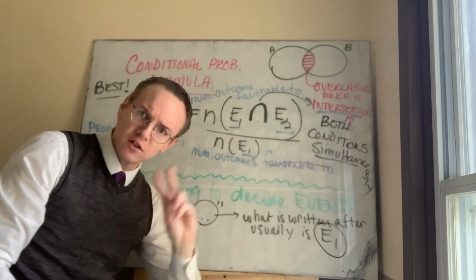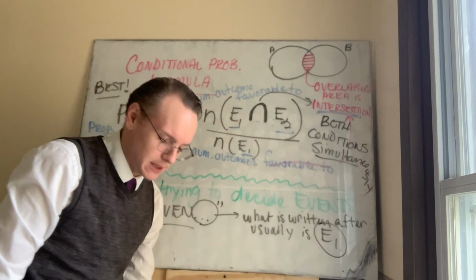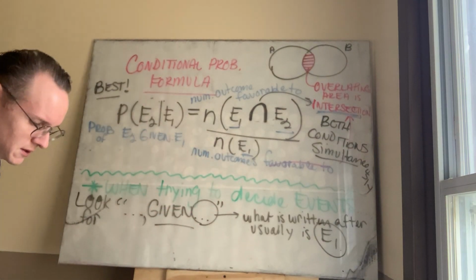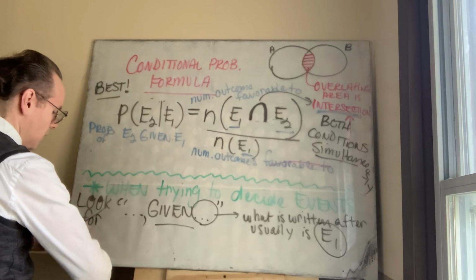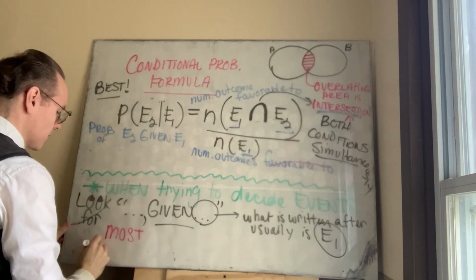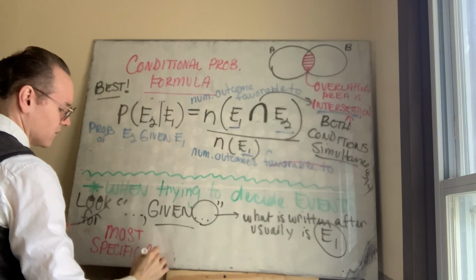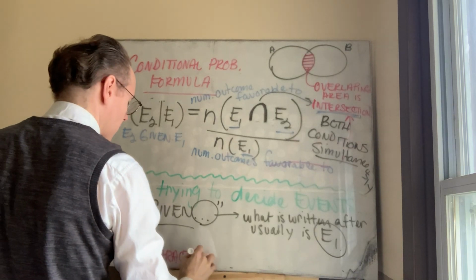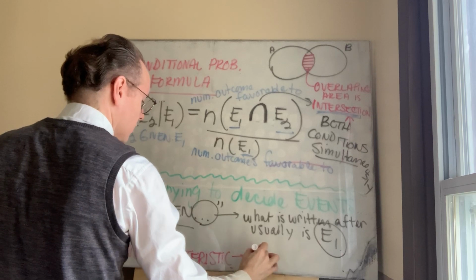Failing that is another strategy that is a little bit more complicated, all right, but it might come in handy, which is this. The most specific characteristic, make that E2.